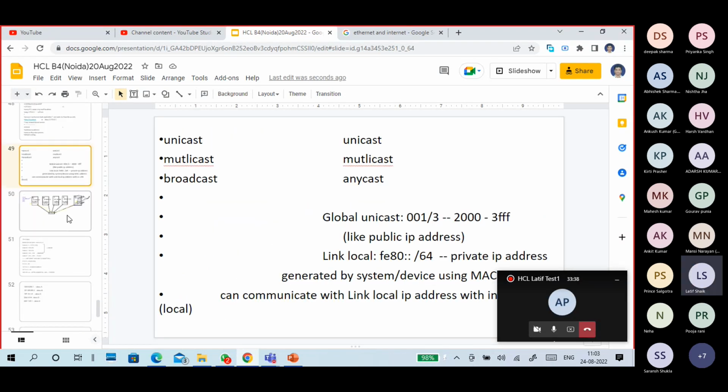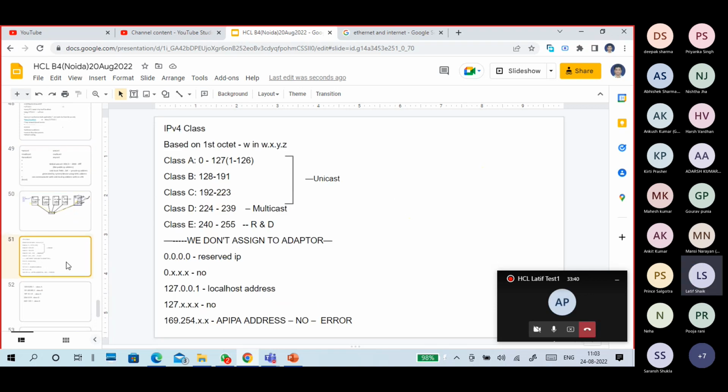The entire IP address range is divided into 5 classes: Class A, Class B, Class C, Class D, and Class E.